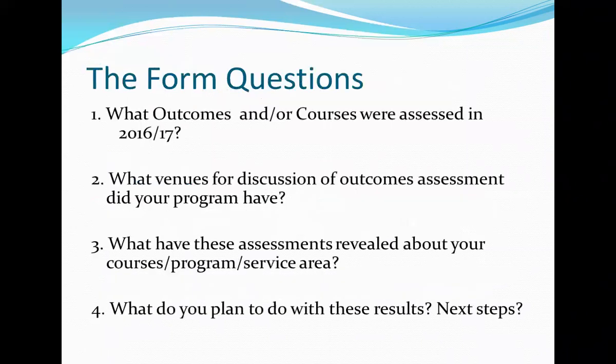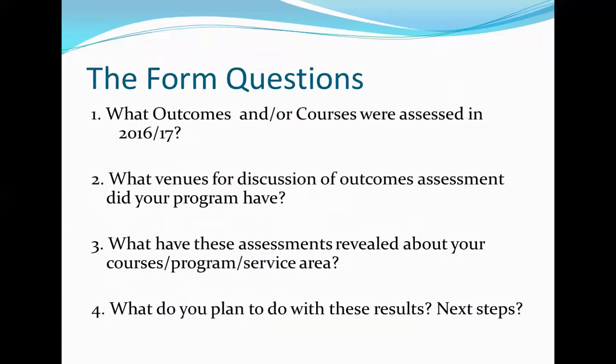So the form questions. The first question is, what outcomes and or courses were assessed in 2016-17? If you're student services, you're going to be looking at the outcomes that were assessed. If you're instruction, you're going to be looking at the courses that were assessed. And we basically just want you to fill in what courses, what outcomes for those courses, or if student services, what outcomes, or administrative services, what outcomes you looked at last year.